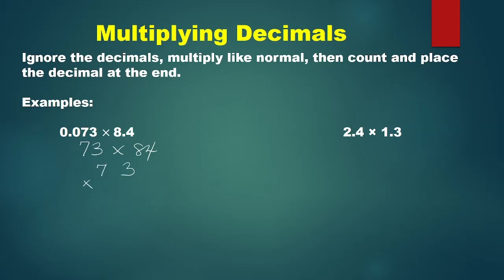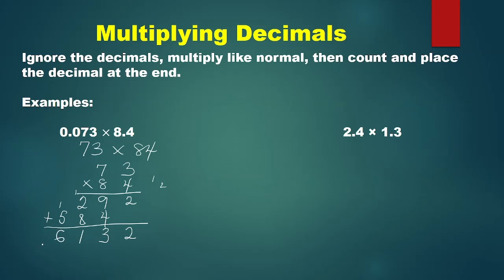73 multiplied by 84. That would just simply be 4 times 3 is 12, 2 with the remainder of 1. 4 times 7 is 28 plus 1 is 29. 3 times 8 is 24, 4 with the remainder of 2. 8 times 7 is 56 plus 2 is 58. So I'll add up my numbers now. I will have 2, 13, 3 with the remainder of 1. 1 plus 2 is 3, 3 plus 8 is 11, 1 with the remainder of 1, and 1 plus 5 is 6.